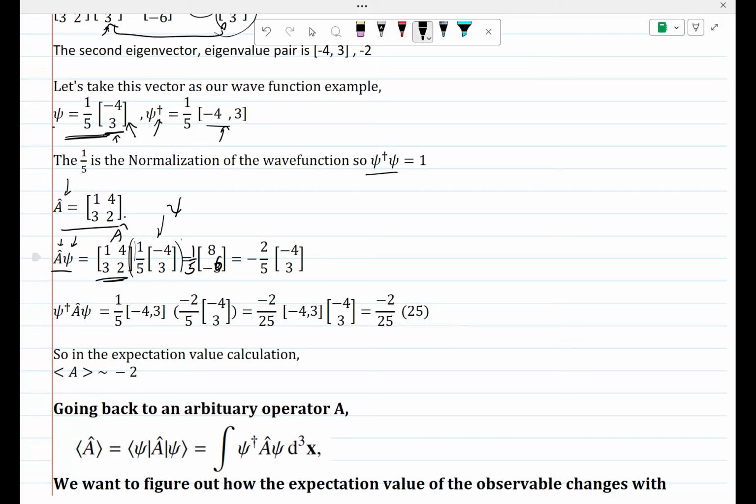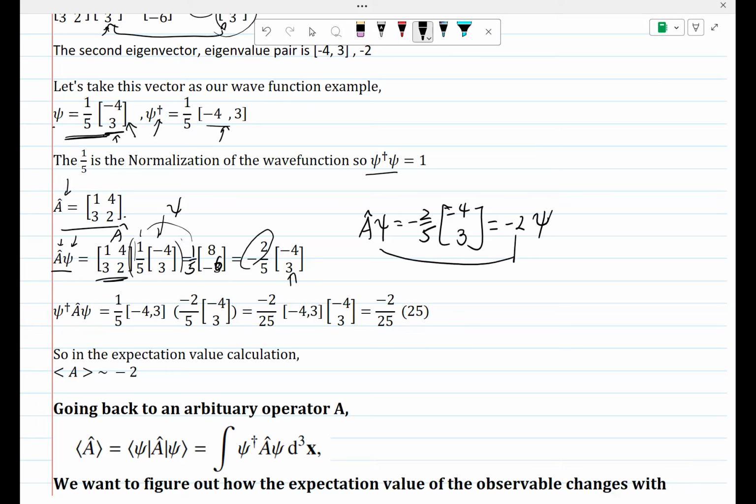So if you do this multiplication here, just keep the 1/5 in front, then you get 8, -6 as the resulting vector part at least. And then if you factor out this -2, once again, you get this eigenvector back. So the result of this operator, this matrix multiplied by this, is just -2/5 times -4, 3. In other words, it's just -2 times the original wave function back.